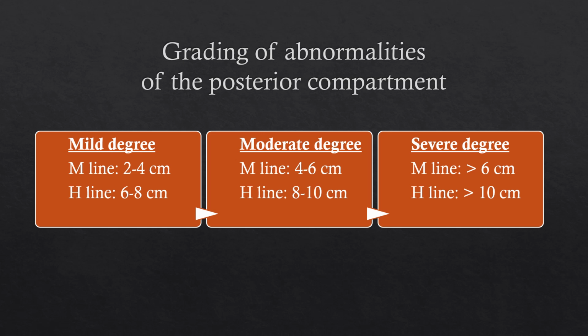To simplify the condition, as you know the M line should be less than 2 centimeters, we are applying the rule of 2. What does it mean? The M line: the mild degree is between 2 to 4, the second from 4 to 6, then more than 6 centimeters. So we are applying a 2 centimeter difference, 2 centimeters here, 2 centimeters here, then above. So we are applying the rule of 2. Also for the H line, we are applying the rule of 2.